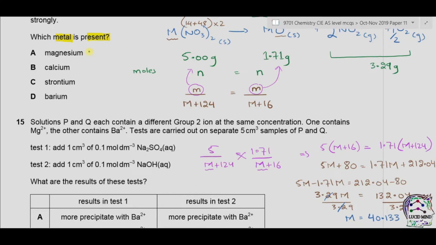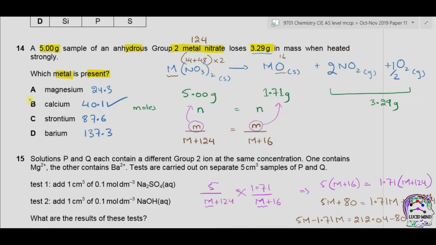From the periodic table we know that the atomic mass of magnesium is 24.3, for calcium it is 40.1, for strontium it is 87.6, while for barium it is 137.3. So our value is equal to the one for calcium. The answer is therefore B.